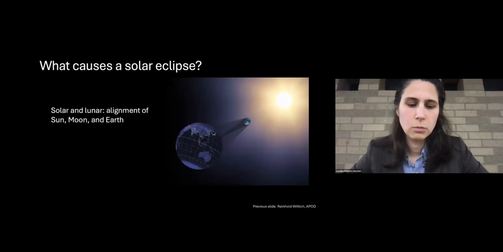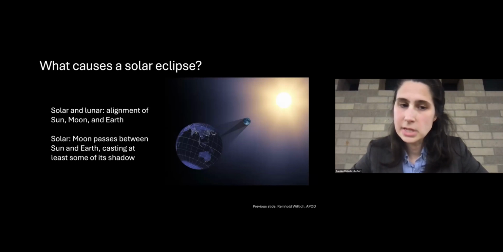So first, we will quickly say, what causes a solar eclipse? Well, simply this is, whether it's a solar eclipse or a lunar eclipse, an alignment of the sun, the moon, and the earth. For a solar eclipse specifically, though, this is when the moon passes between the sun and the earth. Every moon and every planet in our solar system is constantly casting a shadow back behind it. As the sun shines on it, it sends a shadow back into space. But in a solar eclipse, the shadow of the moon falls entirely or partially on the earth.